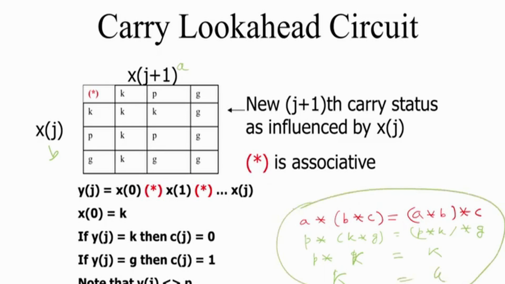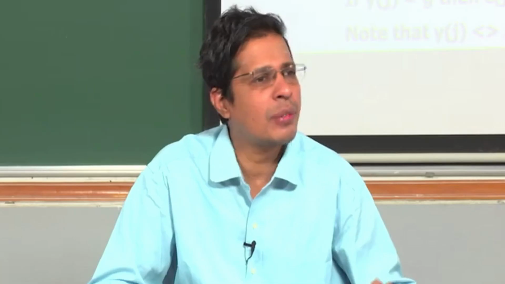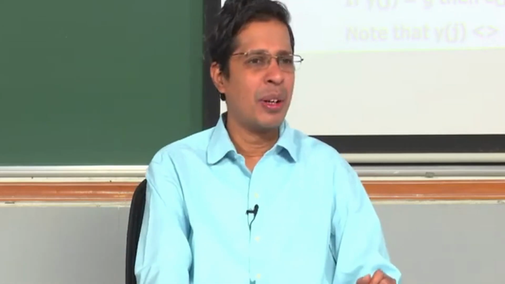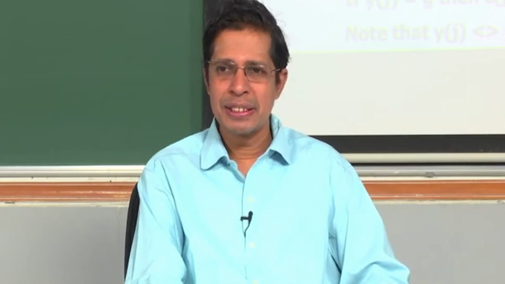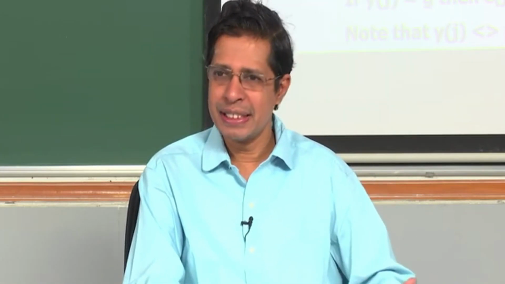Like this, how many combinations we will have? 27 combinations. So, there will be 3 possible values of A, B and C. So, 3 into 3 into 3. So, 27 combinations we can do, and we can verify that this is associative. The moment I want to do a prefix sum on an associative operator for n bits, how fast can I do? Log n time. We have already seen that.